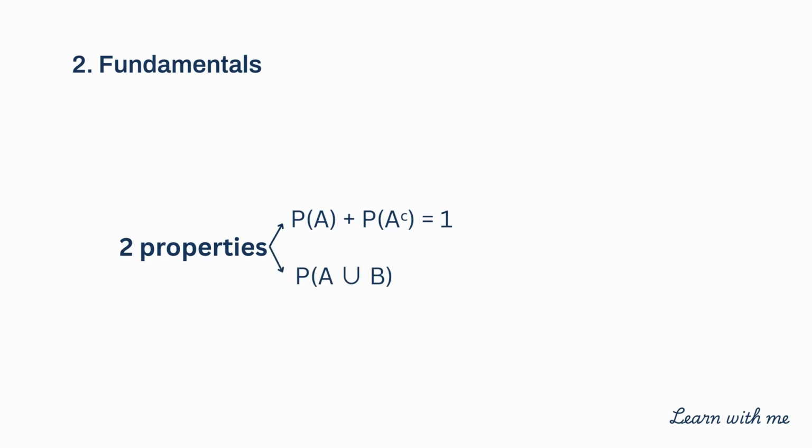The second property is the rule for unions. The probability of A or B is equal to the probability of A plus the probability of B, minus the probability of A and B. We subtract the intersection to avoid double counting the overlap.